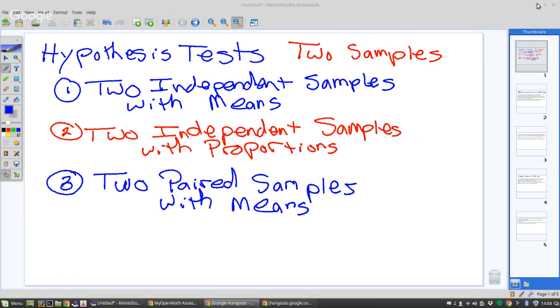And so the means is the harder one because we have to decide, are the 2 samples independent or are they paired together? So I'll give a few examples of each.